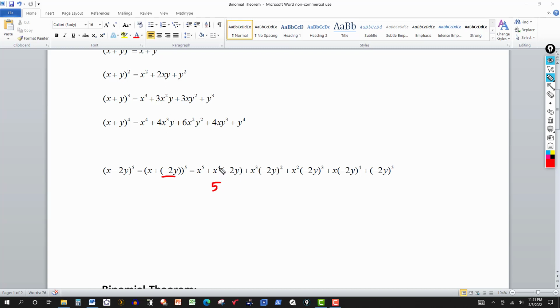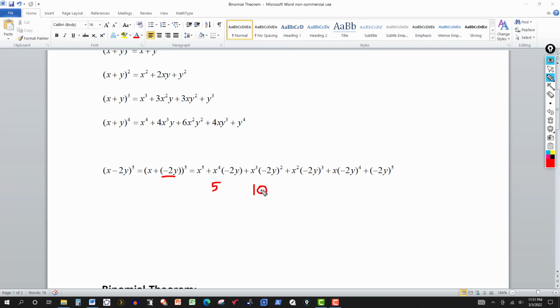So now here we're going to go 4 times 5. 4 times 5 is 20, and that's the second term. 20 divided by 2 is 10. So this is 10 here.